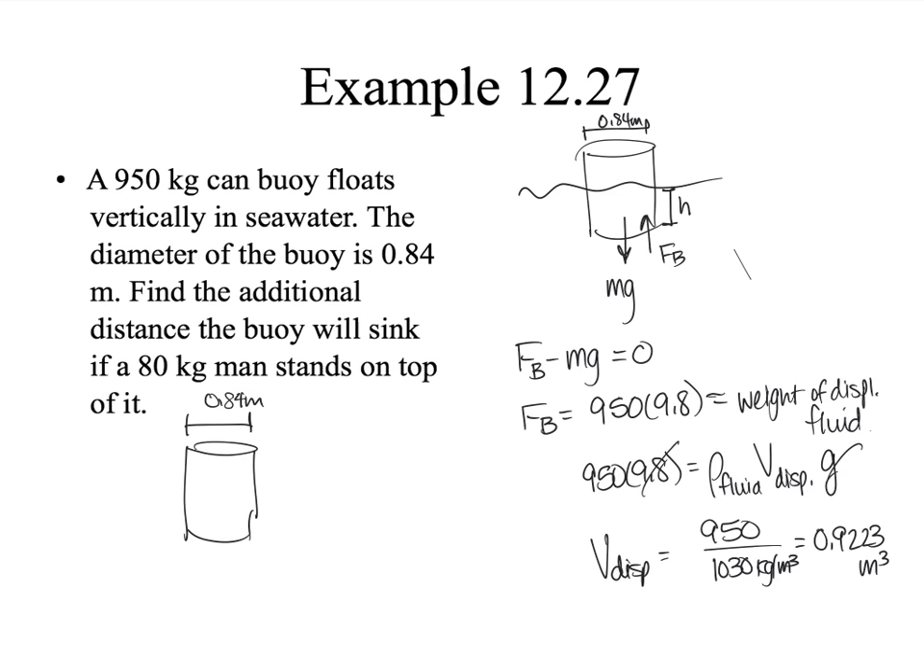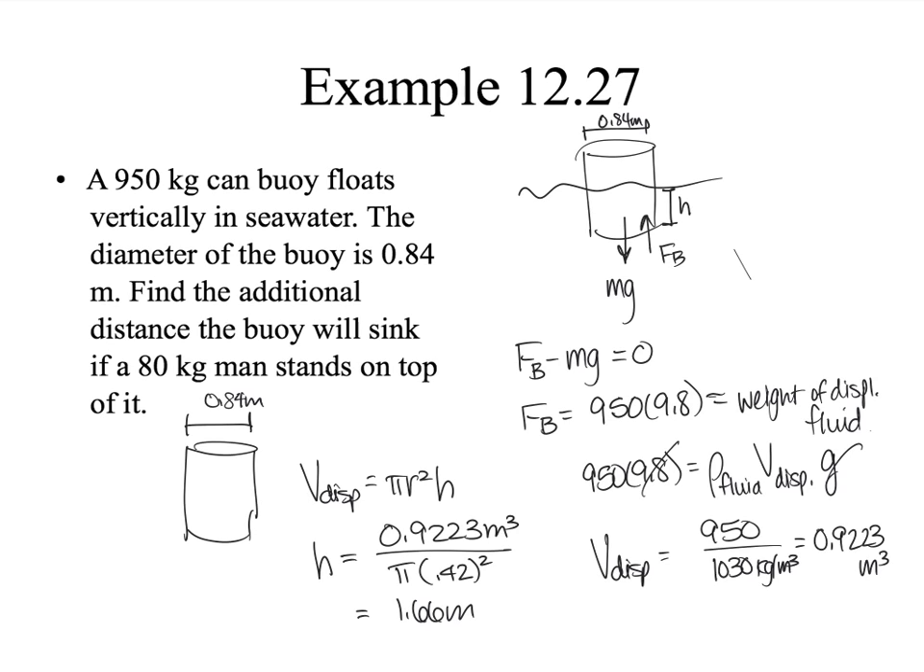What is the height, which represents how much of that cylinder is underwater? So the volume that's displaced is equal to pi r squared times h. And now I can find h is equal to the 0.9223 cubic meters divided by pi r squared, which is going to be 0.42 squared. Be careful, you are given the diameter, not the radius. And this turns out to be 1.66 meters.